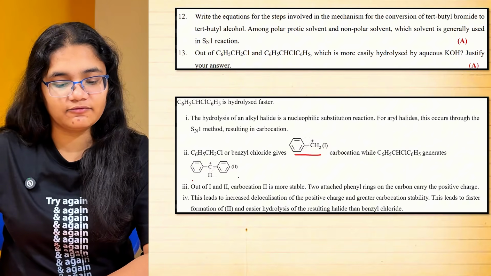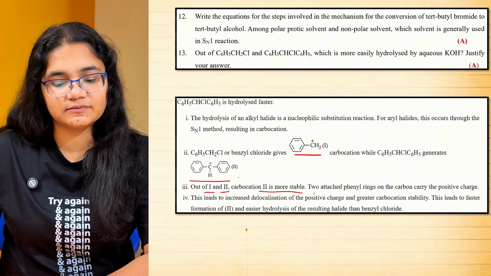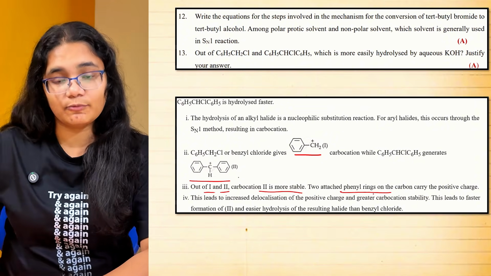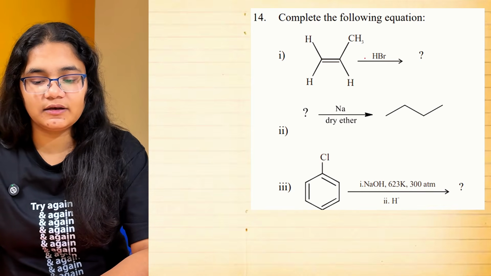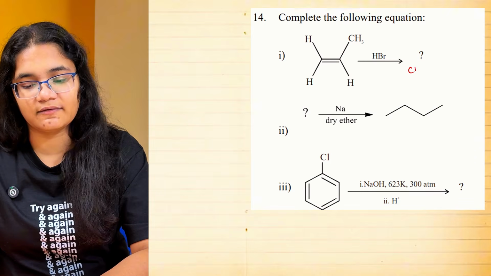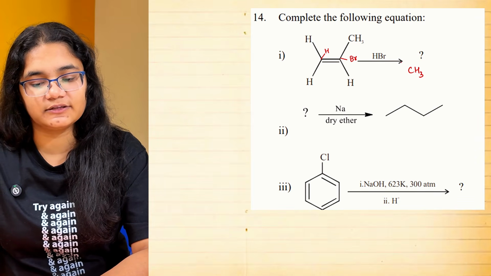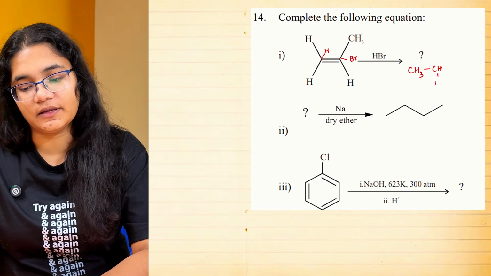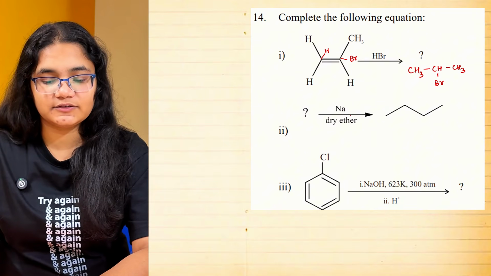This is the carbocation formed, here this is the carbocation formed. Out of 1 and 2, the carbocation 2 is more stable because 2 phenyl rings are attached, or 2 carry the positively charged. Okay, next, complete the reaction. This is a very simple one. You have to follow Markovnikov's rule. So I have here CH2, here H will attach, and here Br will attach, right? So this will become CH3, CHBr, and CH3.